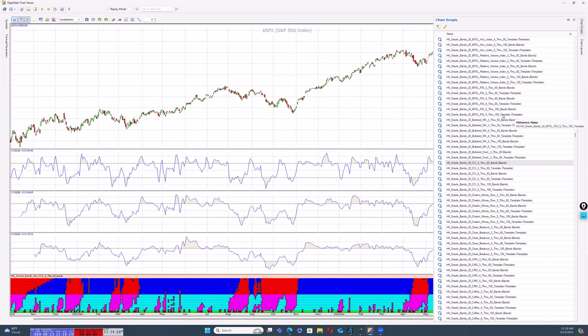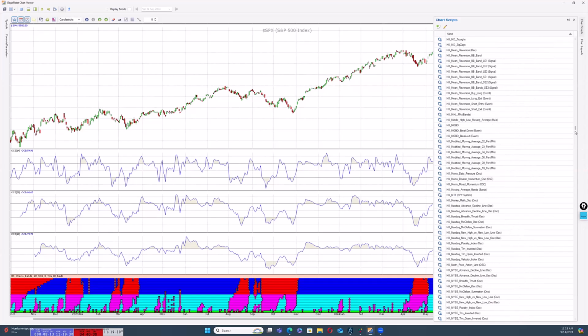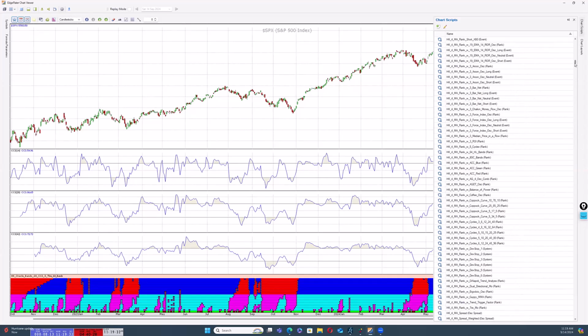there's a sign that says template. You don't really want to use that. You want to use the ones that are called bands or that. And then if you go to the top, you'll notice that there are ones that say event. Events are signals, and they're meant to use for your entries and exits tabs in EdgeRater to do system testing.